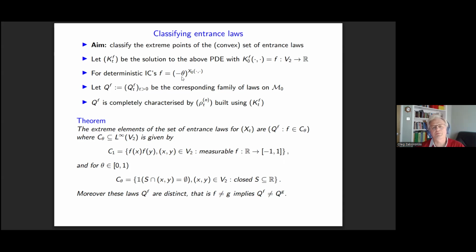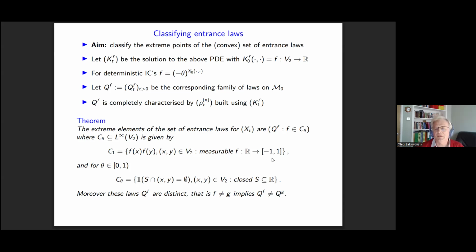By the way, it is clear that when theta is equal to -1, then this expression, the number of particles between points x and y, can be written as a product: (-1) to the number of particles from 0 to x, multiplied by (-1) to the number of particles in the interval from 0 to y. So this product structure is reflected here, except that when considering all entrance laws, we no longer need to restrict ourselves to functions taking only values ±1. We allow functions taking values in the interval from -1 to 1, and in particular, you can take a zero function.